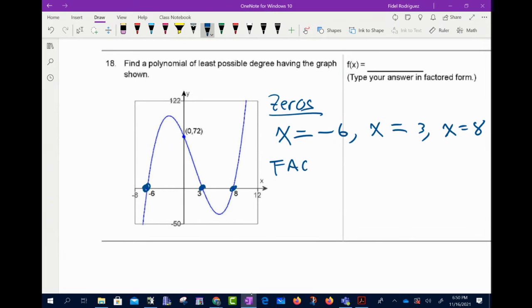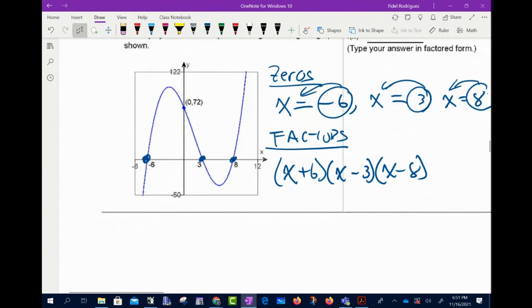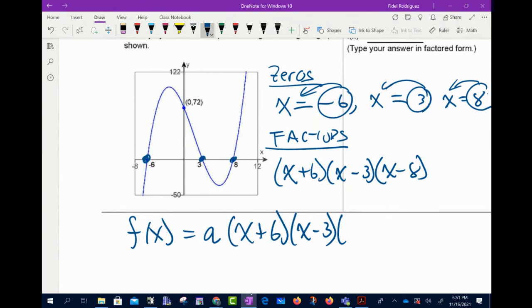Now, just like we did before, we're going to write out the factors. So I'm going to take each of these numbers and I'm going to bring them back across the equal sign. Okay? So this is going to be an x plus 6, an x minus 3, and an x minus 8. Okay? Again, it's what we just did a little while ago. Now, I want to find my polynomial. So the way I'm going to do it, I'm going to go like this. F of x equals a, just like we did before. We found that a number. X plus 6, x minus 3, and x minus 8.